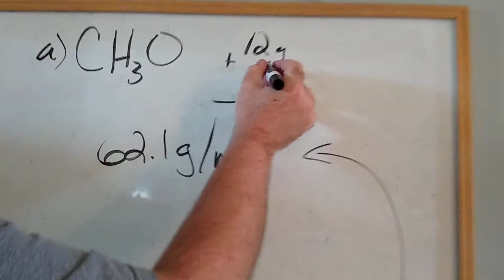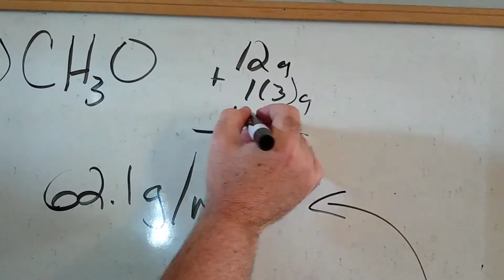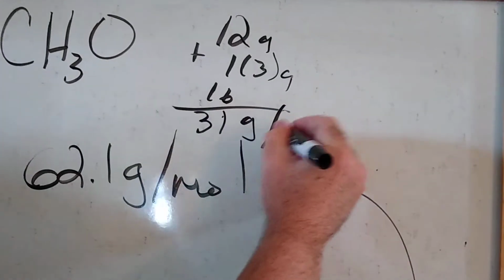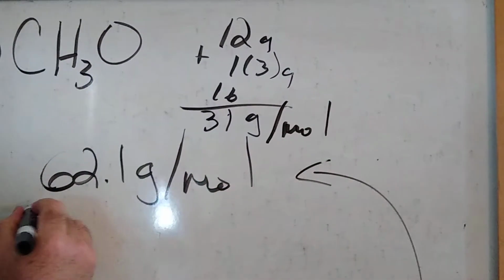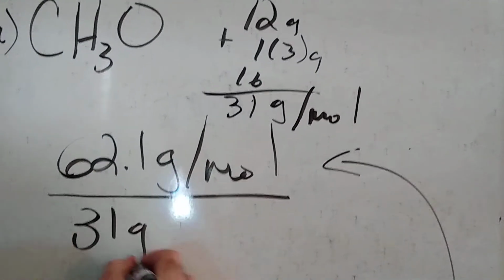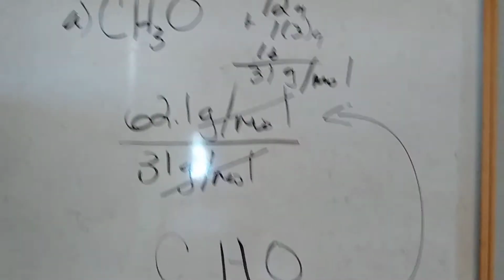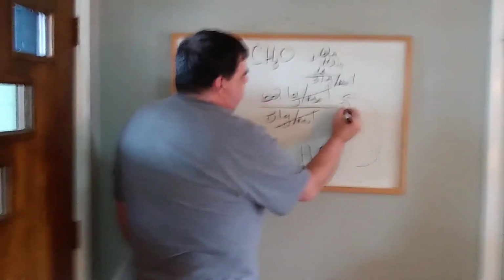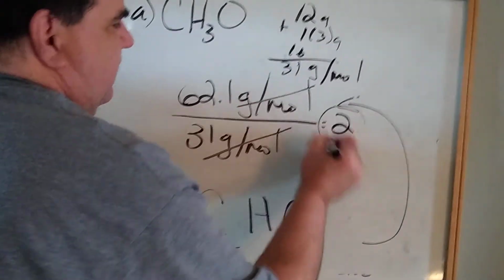9, 5, 11. This becomes 31 grams. So the empirical mass for this is 31 grams per mole. We then plug that value into the bottom here, 31 grams per mole. Grams per mole cancel out, and this you can pretty much do in your head. 62.1 divided by 31 is going to give us a multiplier of 2. Yes, I know it's going to be a little more than 2, but that's fine. Okay? Our multiplier is 2.